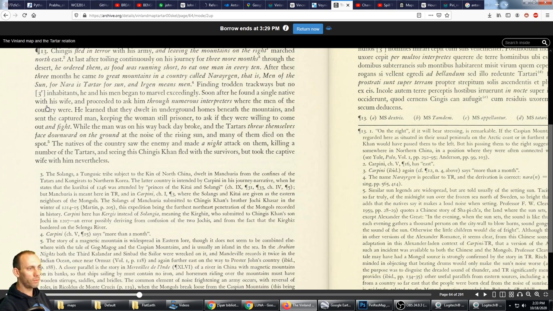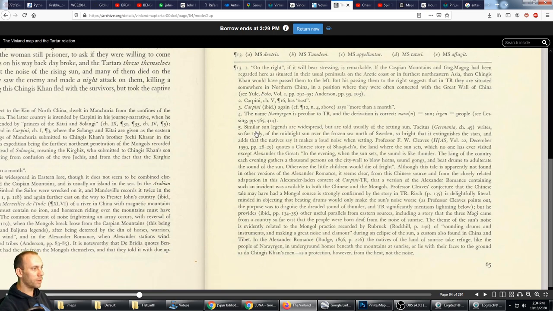Soon after, he found a single native and his wife, and proceeded to ask him through numerous interpreters where the men of the country were. He learned that they dwell in underground homes beneath the mountains, and sent the captured man, keeping the woman still prisoner, to ask if they were willing to come out and fight. While the man was on his way back, day broke, and the Tartars threw themselves face downward on the ground at the noise of the rising sun. And many of them died on the spot. The natives of the country saw the enemy and made a night attack on them, killing a number of Tartars, and seeing that, Genghis Khan fled with the survivors but took the captive wife with him nevertheless.